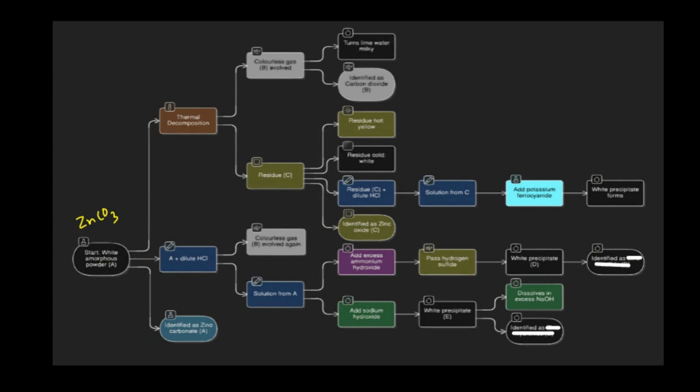This I have already done. So B is carbon dioxide, C is zinc oxide, right? A is your zinc carbonate. All these things we have done.